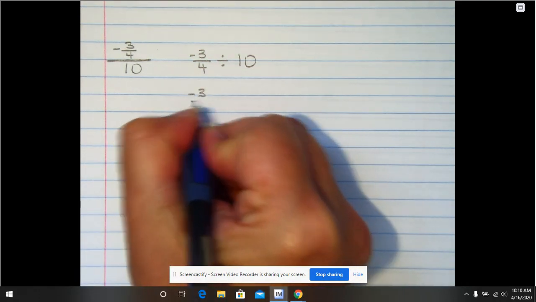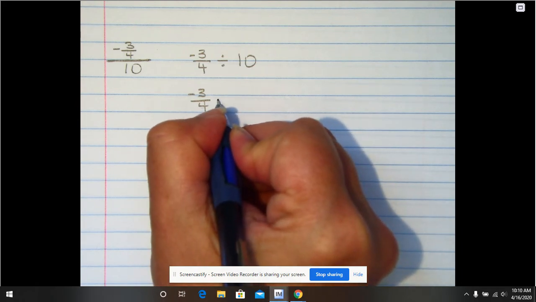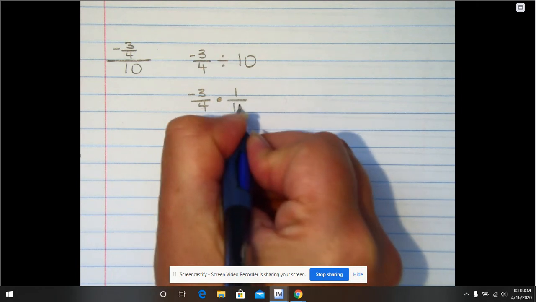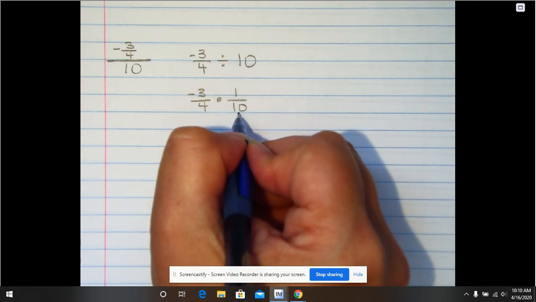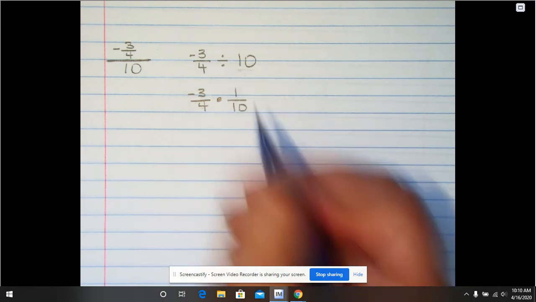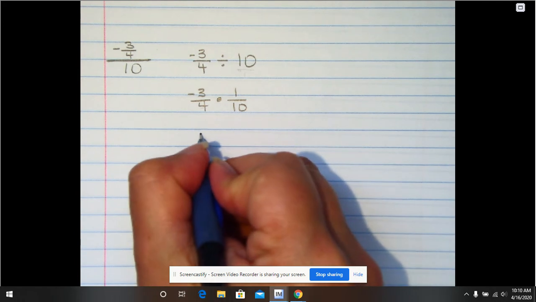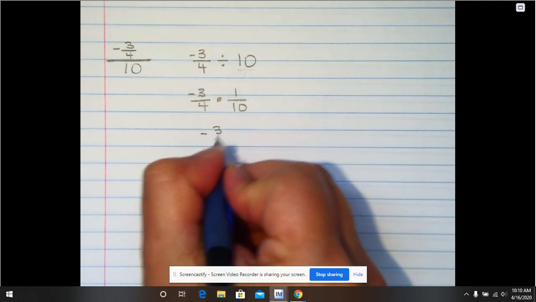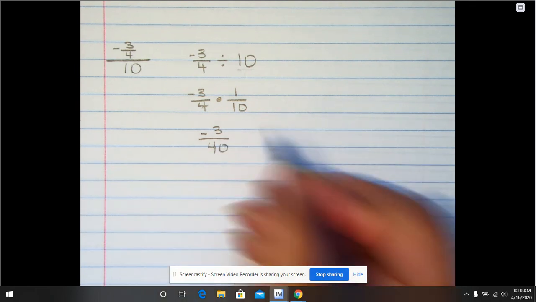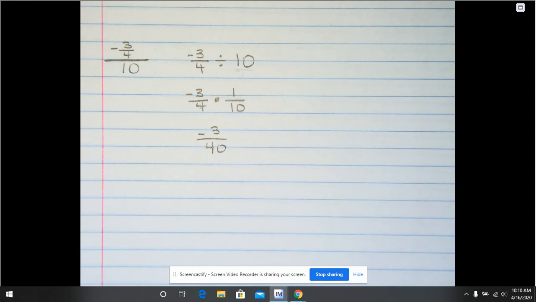Negative 3/4. We're going to multiply by the reciprocal, so change the sign to multiply. Use the reciprocal, flip it over. The 1 came from any whole number is over 1, and simply multiply. So I have negative 3 times 1 is negative 3. 4 times 10 is 40. Negative 3/40.